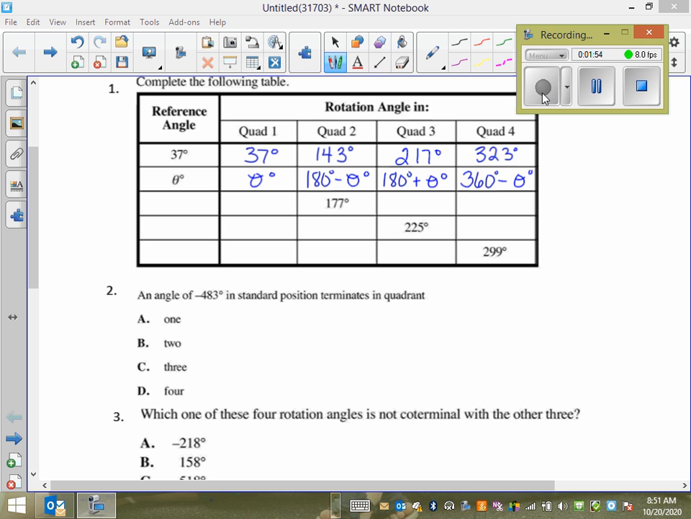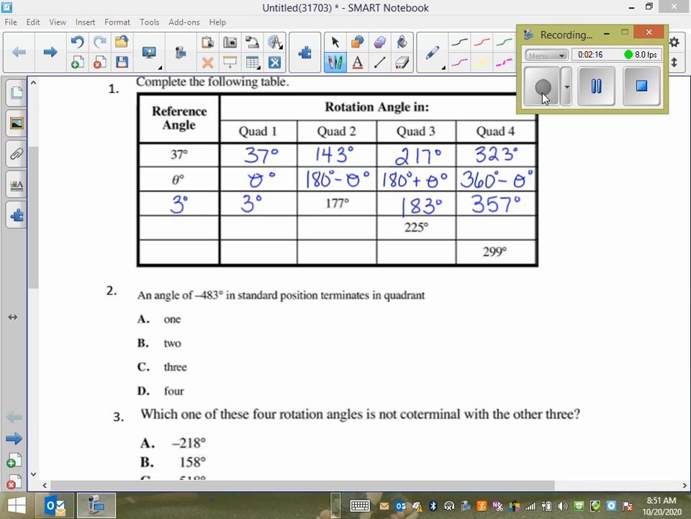Okay, 180 is how far from 177? 3 degrees. Quadrant 1 is the same as my reference angle. Quadrant 3 is 180 plus 3 degrees, which is 183. Quadrant 4 is 360 minus 3 degrees, which is not a 2. Try that again. 357.